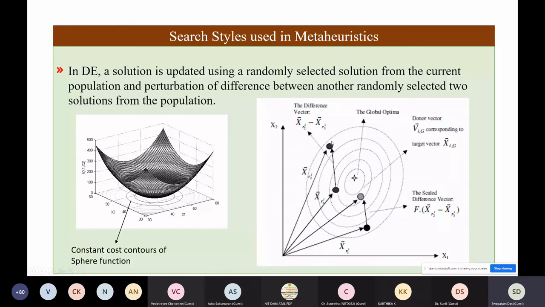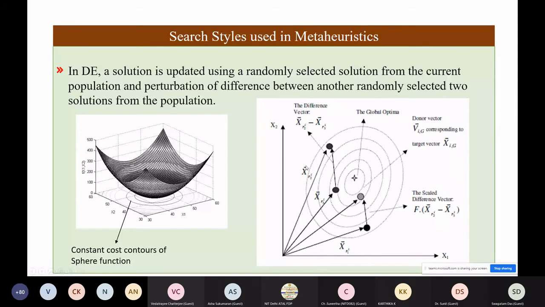If you scale it with a scalar number f, its direction remains all the same, and then you add it with the third vector xr3, sorry, xr1. So now you create a new solution point. This solution point is called donor vector or mutant vector, vi, corresponding to xi. Capital G is the generation index. So now we have to determine whether vi will survive or xi will survive, or maybe both will be mixed together to form a new solution vector ui.